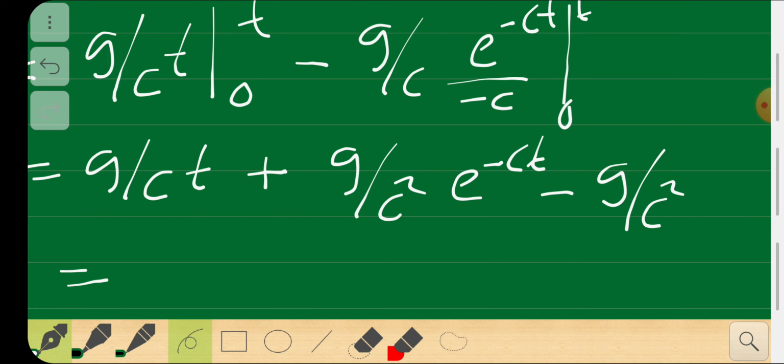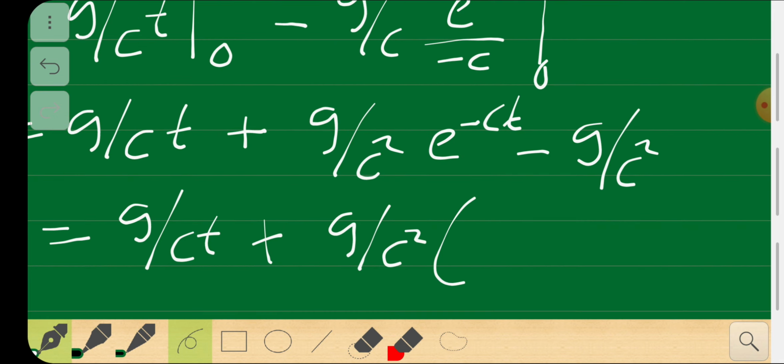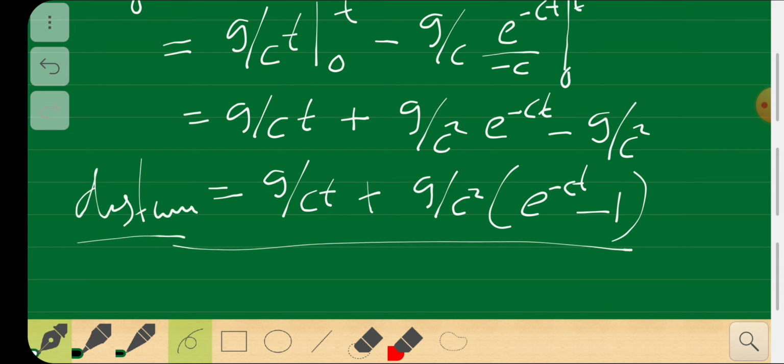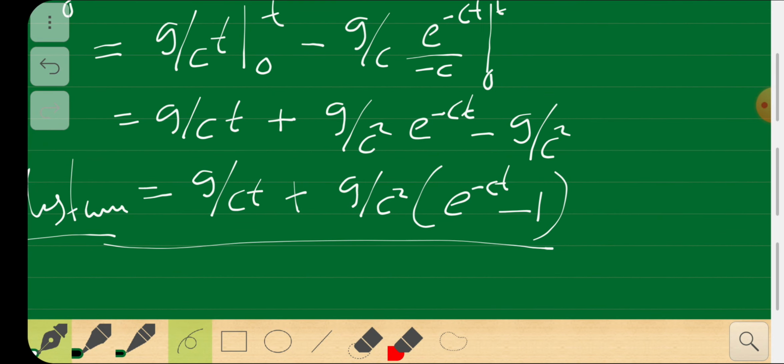You can do this, it's very simple. So g by c t, I'm going to take the c square outside, and you get e raised to minus ct minus 1. So that's the distance traveled. Everything can be found out, right? It's not complicated, everything can be found out if you follow the physics. What we have done is just write down the equation and solve it. This is a very good example of how to solve problems as well.